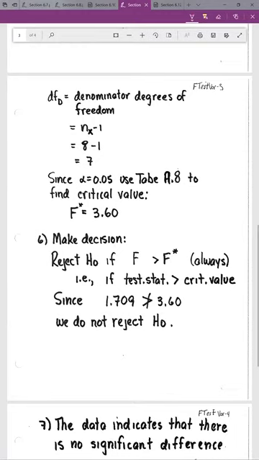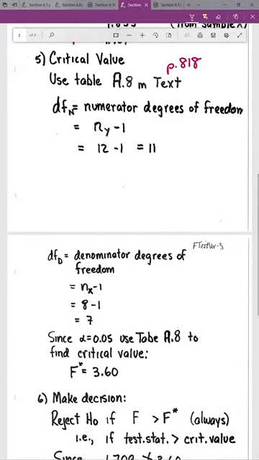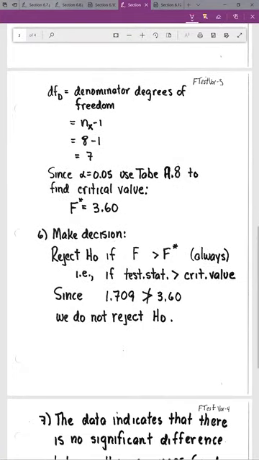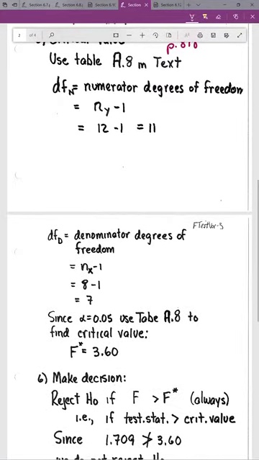And as we are using alpha equals 0.05, we will need to use table A8 to find that critical value. So our F critical value we know is, I was confused, I was thinking about the F statistic that we found. So we're going to have a critical value of 3.60. So where that is coming from is, I can get myself to the right page.